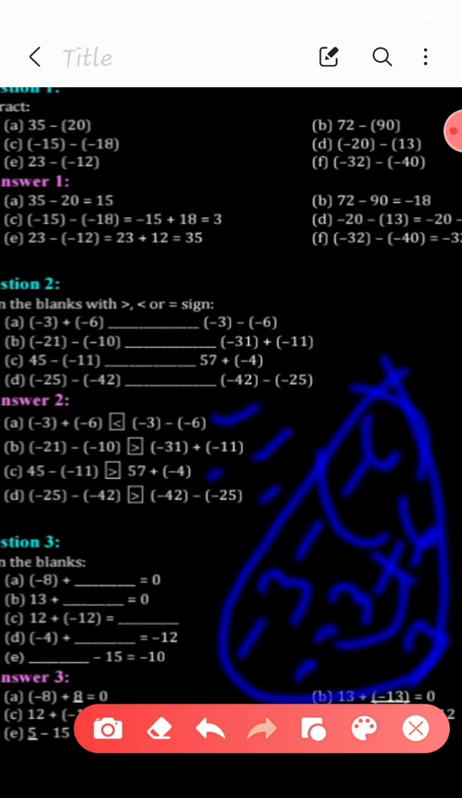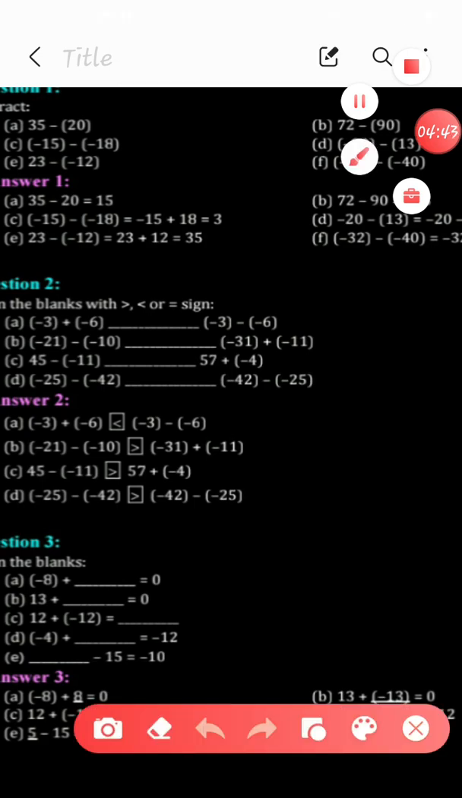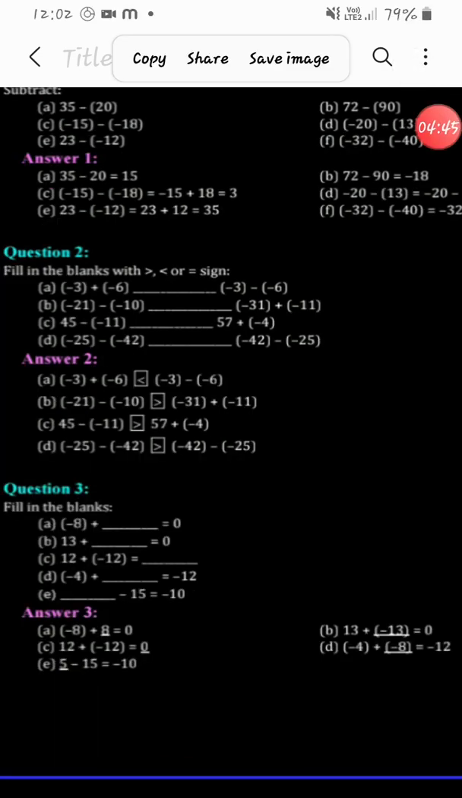Okay, let's move to question number 3 then. Question number 3 is given, fill in the blanks. Somewhere the left hand side answer is not there, somewhere the right hand side answer is not there. We have to see which we need to fill up. Minus 8 plus one digit will be there and the result will be 0. We all know that when positive and negative are added, we will get the answer 0.